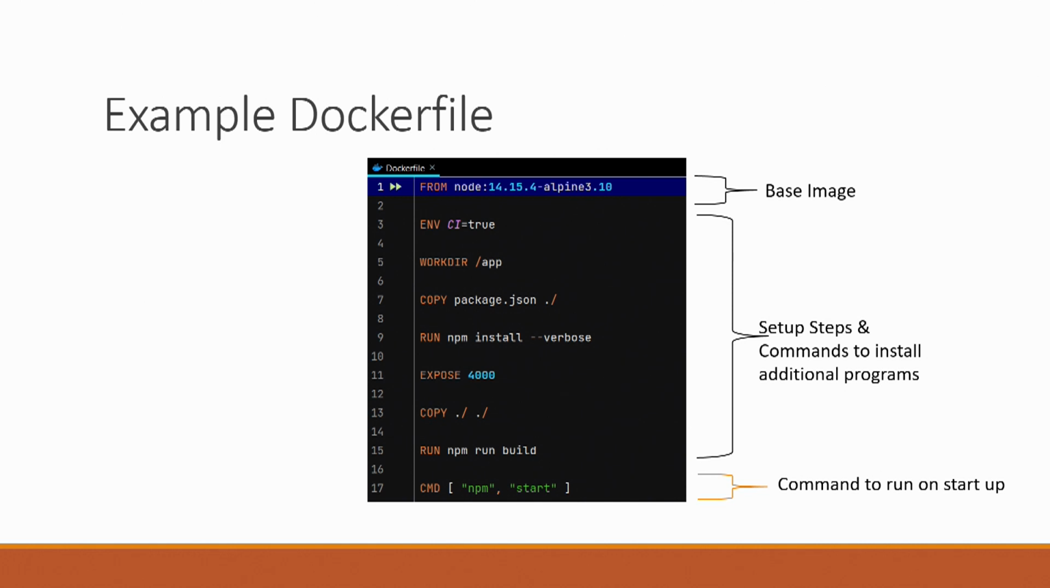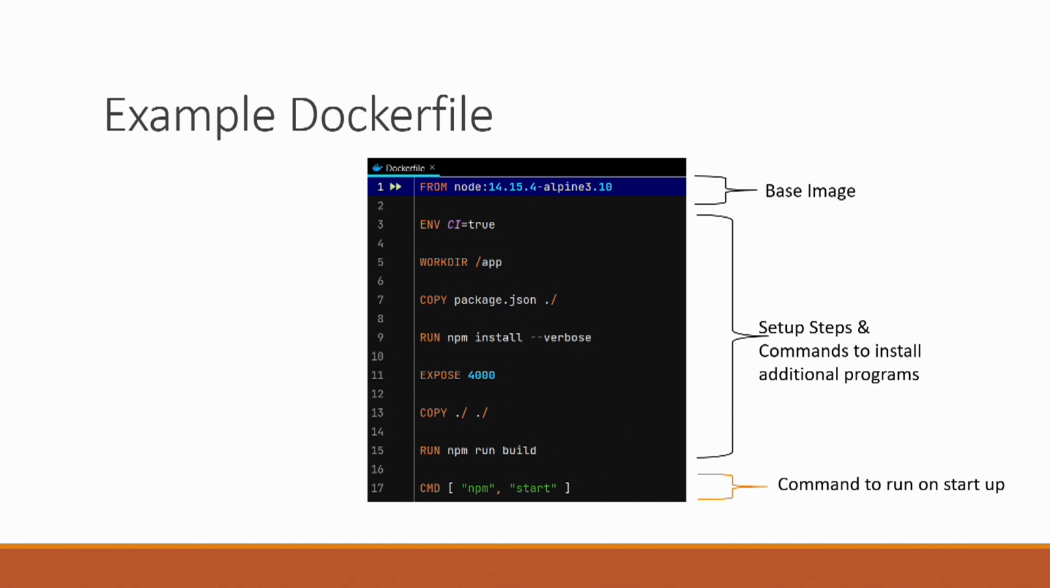So the first thing I do, I specify a base image, which is Node. I know we have seen this Alpine before. So it's telling me this Node image is based on Alpine, and Alpine is a stripped down version of Ubuntu. So I'm specifying this image. This is the base image. So anytime you are building a Dockerfile, you specify a base image. It's very important. Then the next thing, the setup steps and commands to install additional programs.